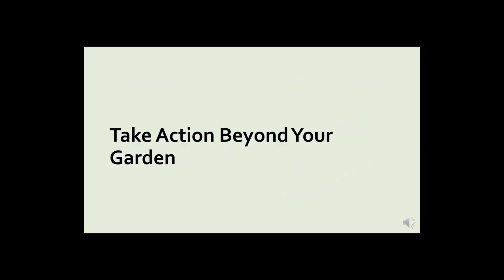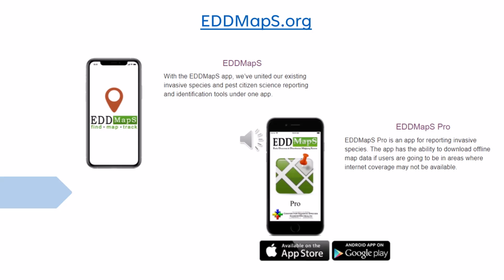Of course, there are a lot of things you can do beyond your own garden or yard as well to help prevent the spread of invasive species. For recording invasive species records in Wisconsin, the Wisconsin First Detector Network recommends using EDDMaps, which is eddmaps.org. This is a free service that has both a desktop and a mobile version that are linked together all across North America.